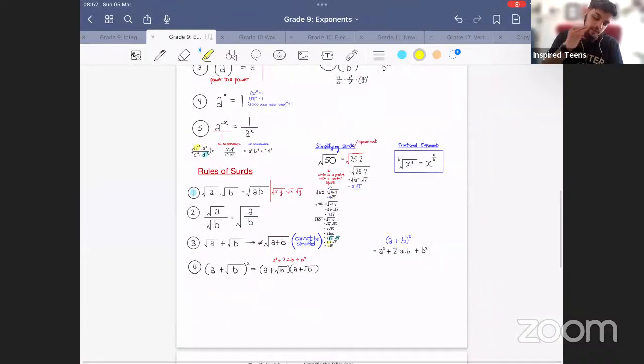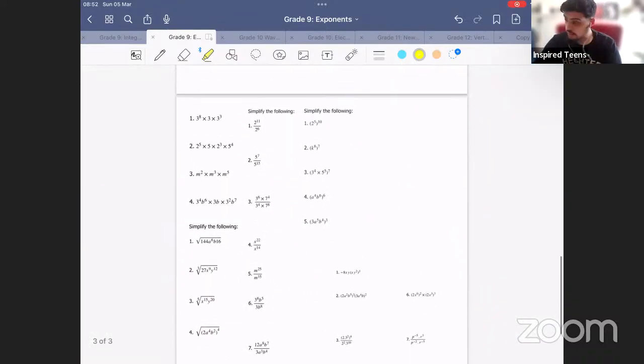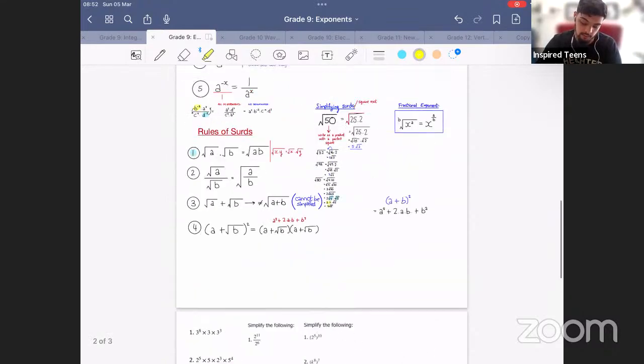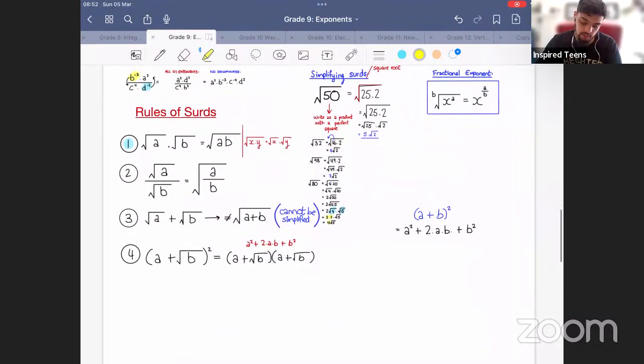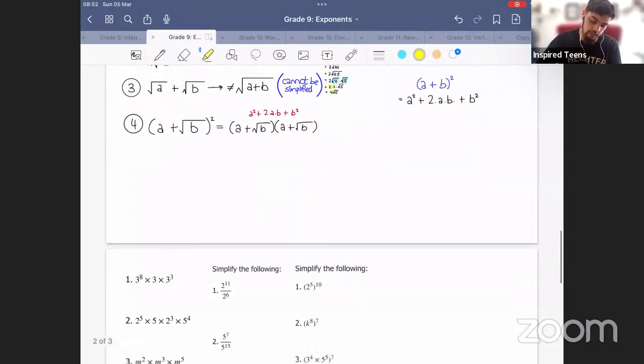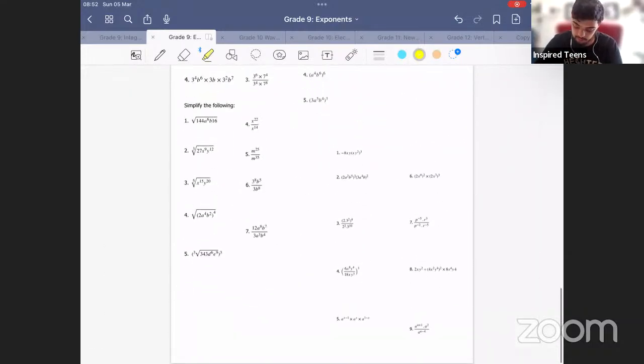Okay, so I'm happy with that, right? Next time, what we'll do is we will continue with the rules of surds. So we'll do number 2, number 3, and then we'll do a few of these examples.